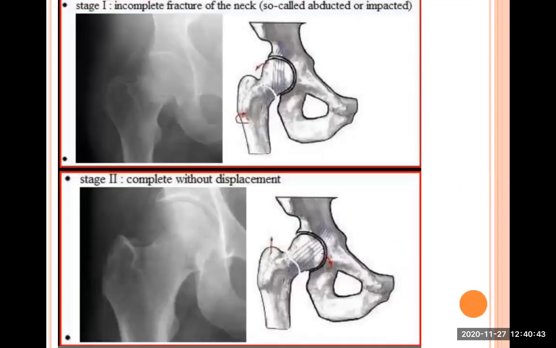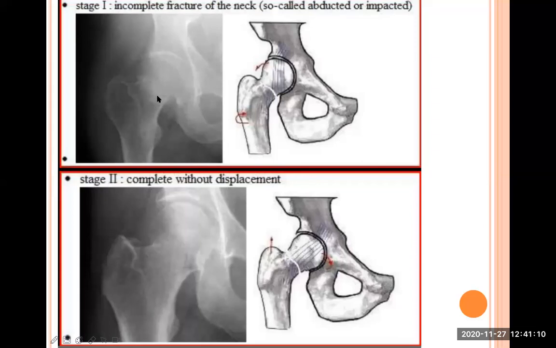Now, in some of the textbooks, the Garden's classification is shown like this. The meaning is the same. Don't complicate things here, but it is shown like this, that's why we have included it here. Stage 1, Garden's fracture, incomplete fracture of the neck. It is also known as impacted fracture. So I need to see it very carefully.